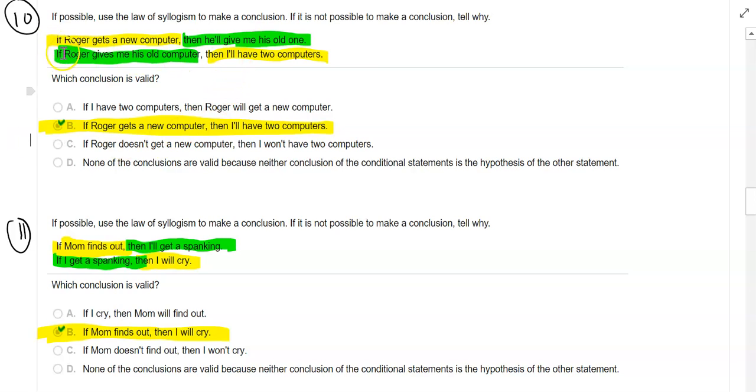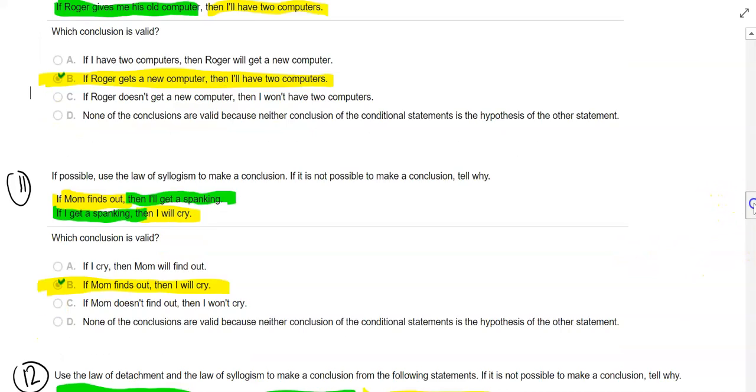So we've got, if Roger gets a new computer, then he'll give me his old one. If Roger gives me his old one. So we see we have a match here. The conclusion here matches the hypothesis of the next statement, which means we can go from the original hypothesis and include that in our final conclusion. And so then we can write it here. If this didn't match, then we simply cannot write any of these conclusions. All right, so these must match here.